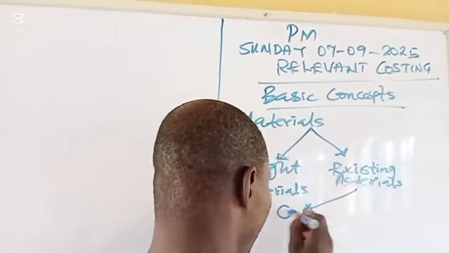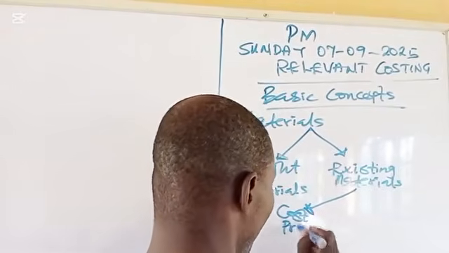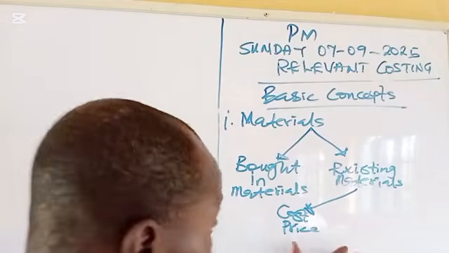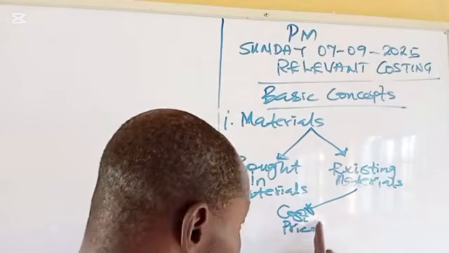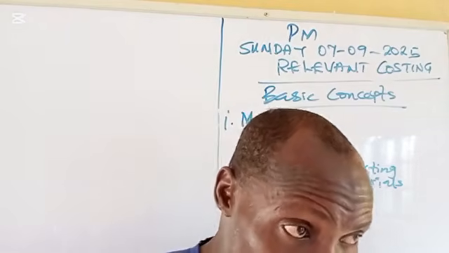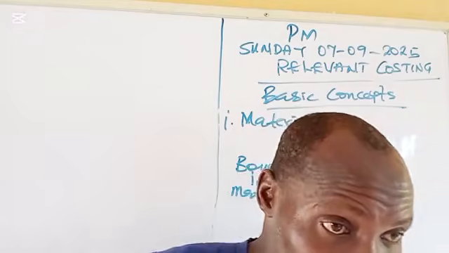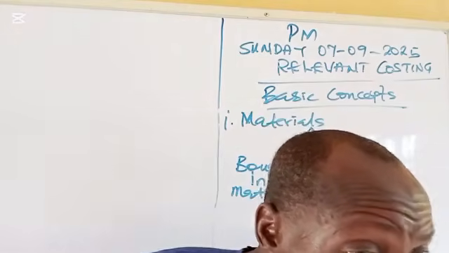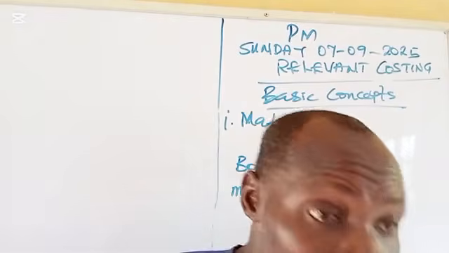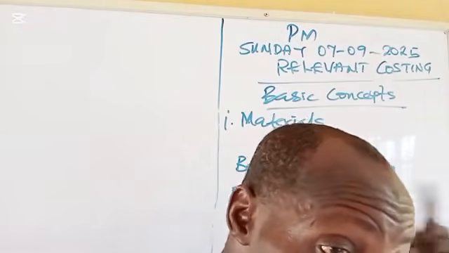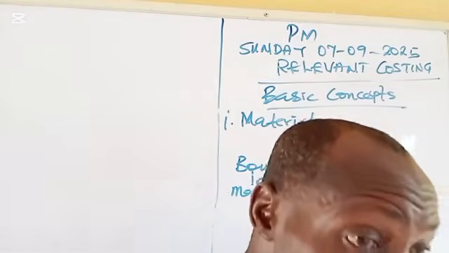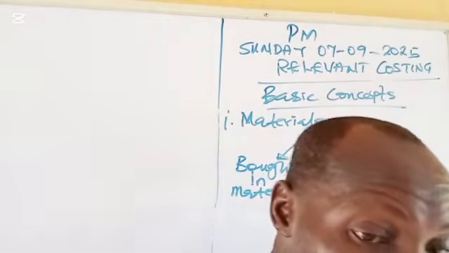Number one, cost price. By cost price, we mean the purchasing price. Cost price of the existing material is the purchased price of that material. Are you just buying the material now? No. They have been bought in the past. The price at which they were bought is the cost price of that material.